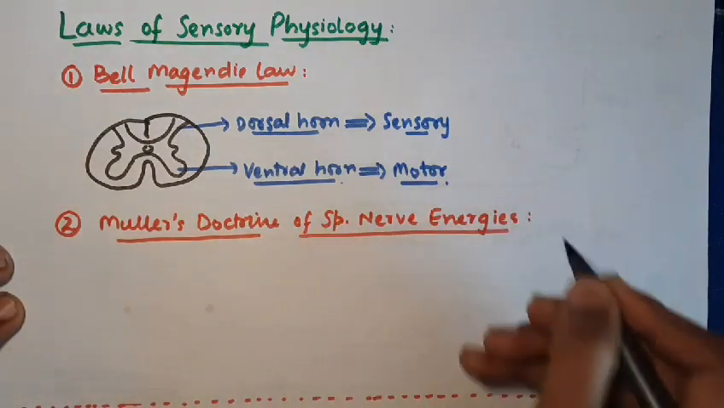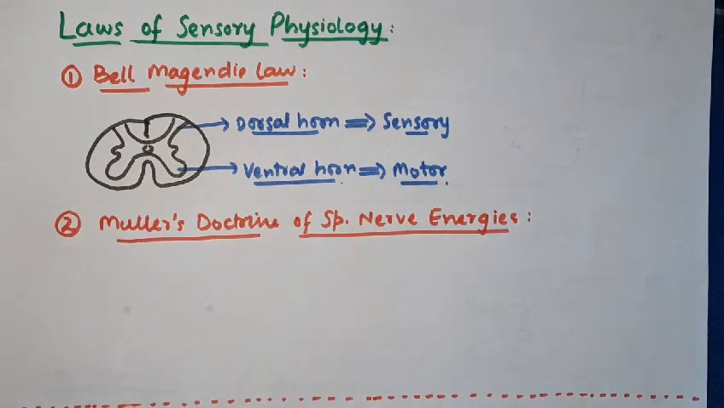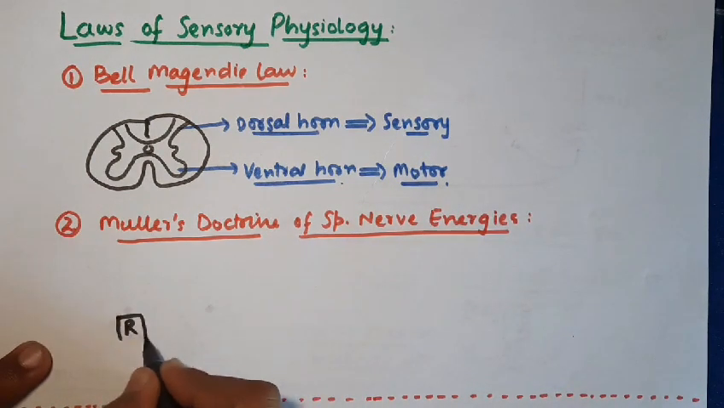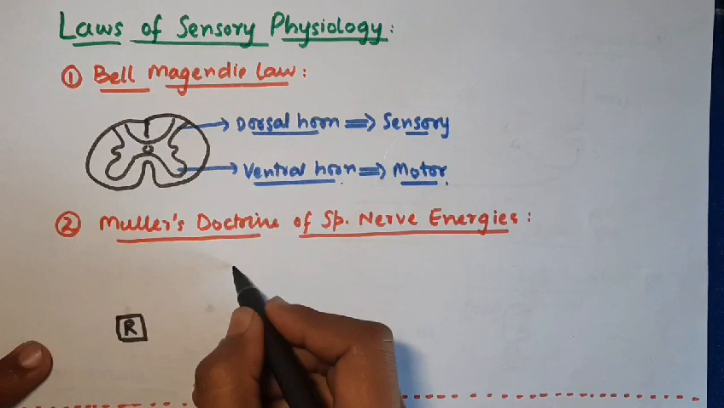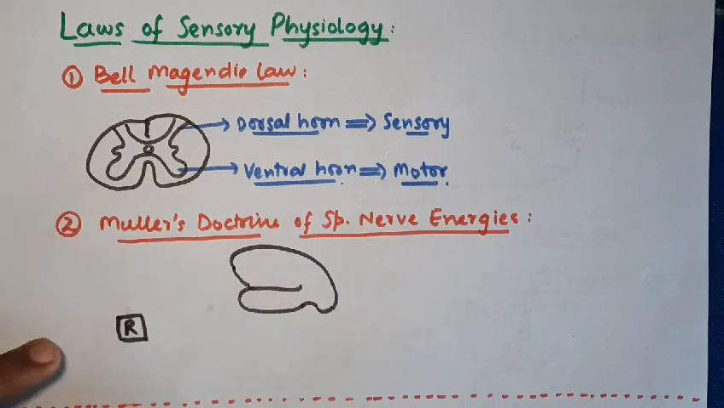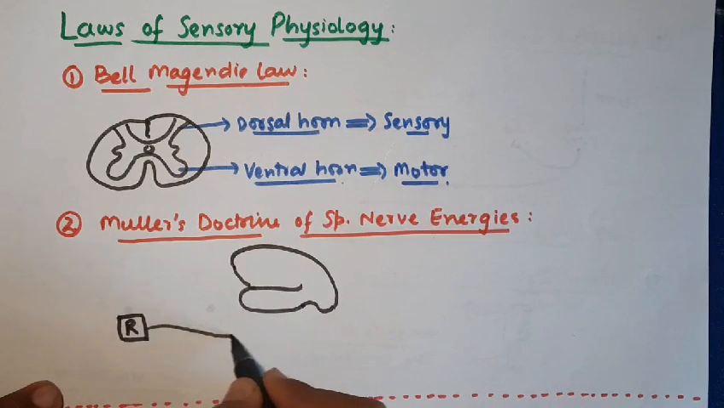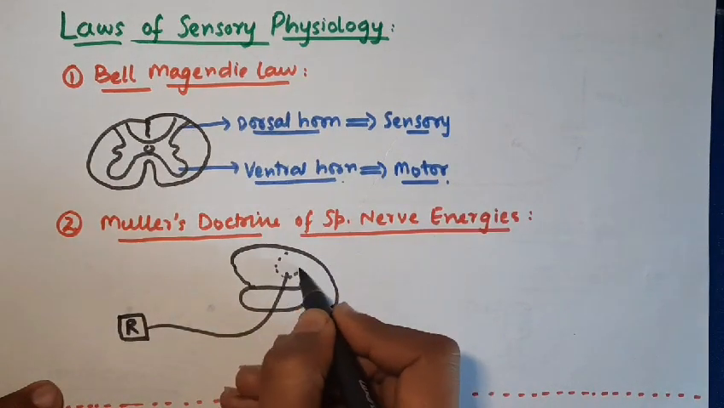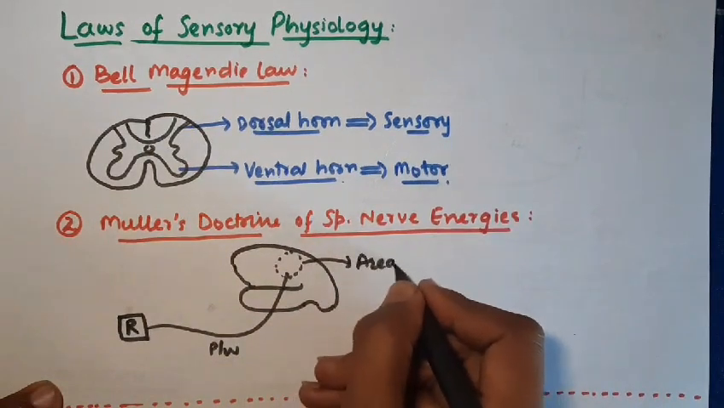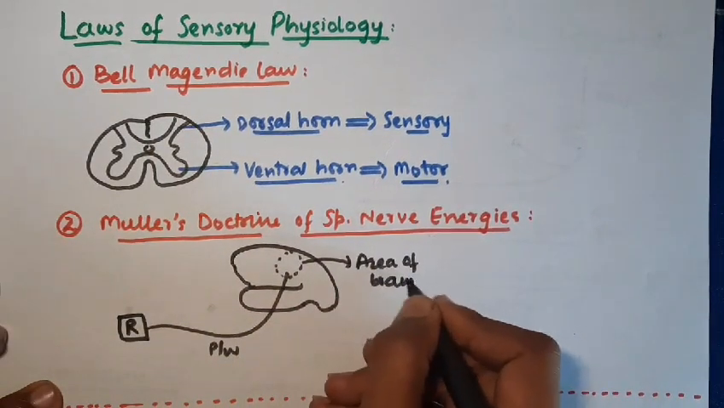So let us try to understand this law with the help of a simple diagram. Let us say this is a receptor. Once this receptor is stimulated, it will stimulate a particular area of the brain or central nervous system, and there will be a fixed pathway for this. So we have a receptor, pathway, and this area of the central nervous system or area of the brain.